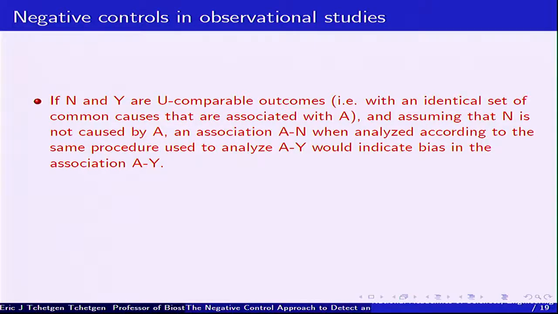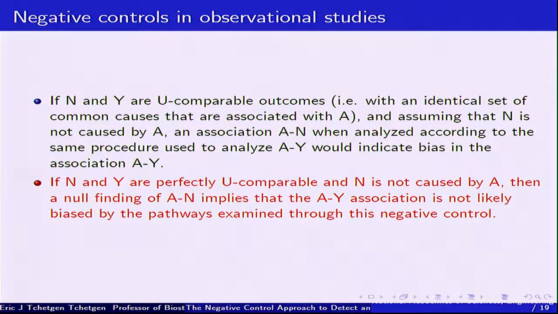If N and Y are U comparable outcomes, with an identical set of common causes that are associated with the treatment, and assuming that N is not a cause of Y and is not caused by A, then an association between the exposure and the negative control outcome, when analyzed according to the same procedure used to analyze the original pair of the exposure and the original outcome, would indicate bias in the association of A and Y. So this is a very simple tool that one could use to detect confounding.